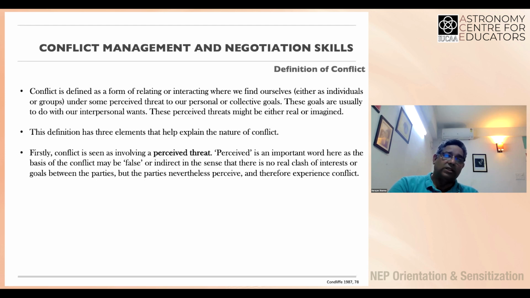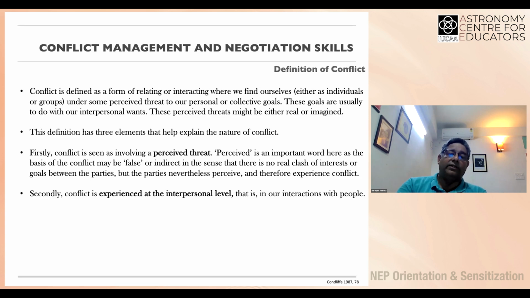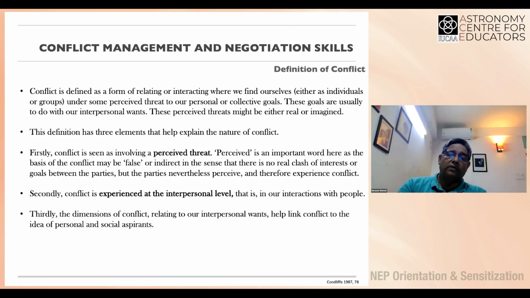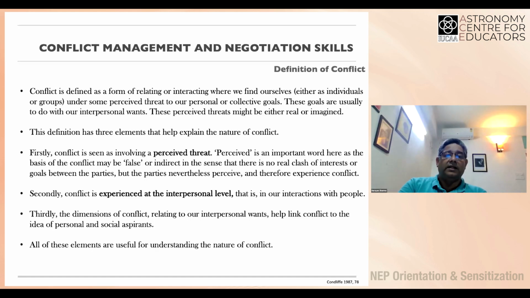Some of the time we think that there is a conflict, but if you analyze those conflicts very carefully, you will find that this may be some perceived threat. This may not be the actual threat. Secondly, conflict is experienced at the interpersonal level, that is, in our interaction with people. And third is the dimension of conflict relating to our interpersonal wants, which helps link conflict to the idea of personal and social experience. All these elements are useful in understanding the nature of conflict.